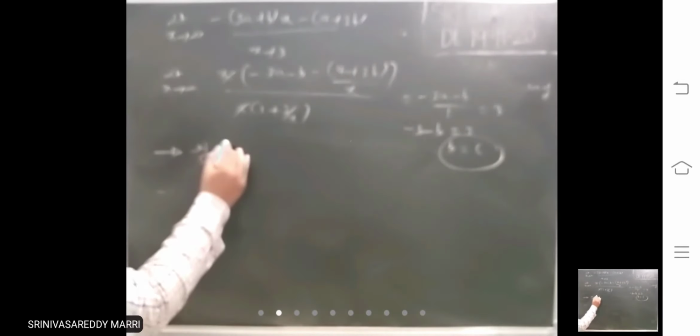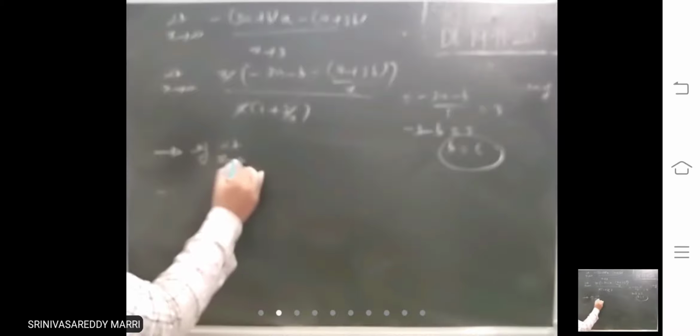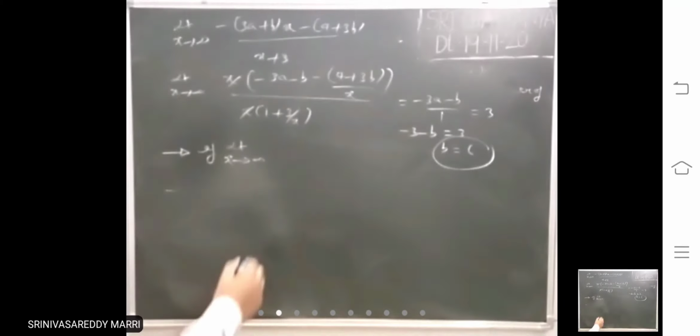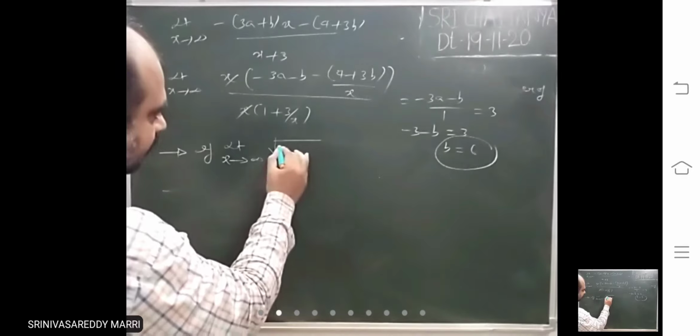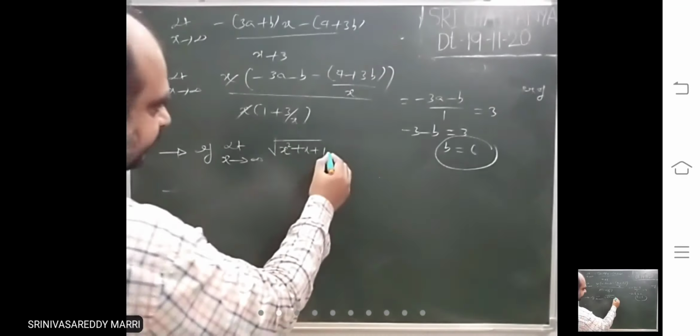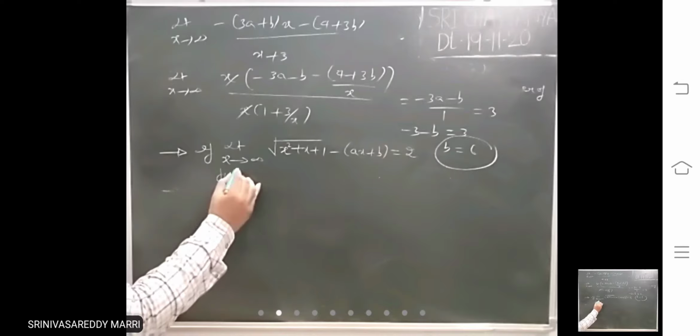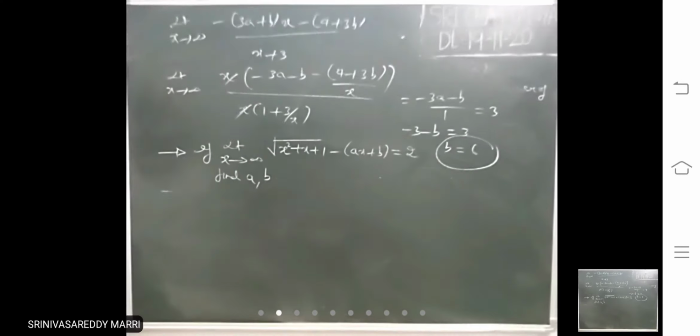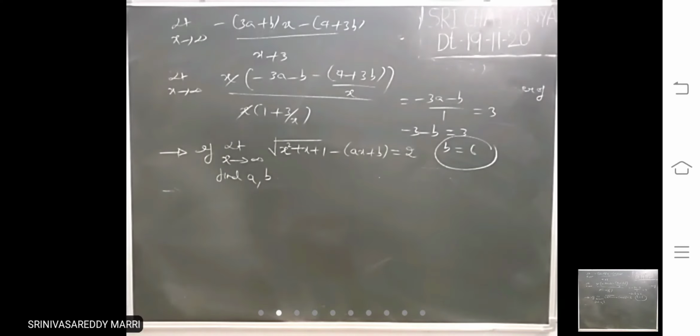Next model. If limit x extends to infinity, root of x square plus x plus 1 minus of ax plus b equals 2. Find a comma b. Look at this.